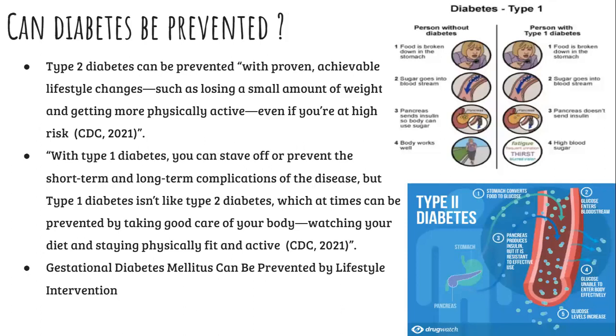Diabetes prevention. Type 2 can be prevented with proven, achievable lifestyle changes, such as losing a small amount of weight and getting more physically active. Even if you're at high risk, that can mean the difference between getting type 2 diabetes and not getting it at all. With type 1 diabetes, you can stave off or prevent the short-term and long-term complications of the disease, but type 1 diabetes isn't like type 2 diabetes, which at times can be prevented by taking good care of your body, watching your diet, and staying physically fit and active. Gestational diabetes can be prevented by lifestyle interventions. So, the same thing as type 2 diabetes: taking care of your health, watching what you eat, and being sure you're active.